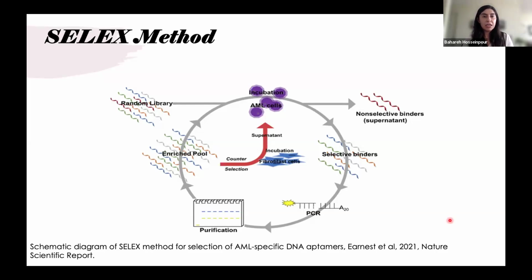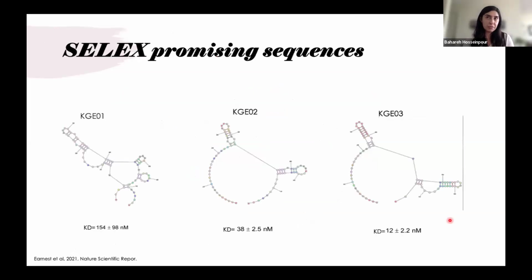the AML cells. We incubate the target with the random library that we had. And then for the counter selection, they chose fibroblast cells, WI38, which are human lung fibroblasts. Once they washed away all the non-selected binders, they ended up with the selective binders, and then through the PCR method, they ended up with 3 different sequences that they named aptamer 1, 2, and 3.